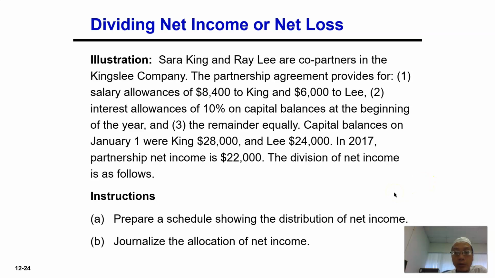Again, we see that the net income is 22,000, but from that net income we need to distribute 8,400 as salary to King and 6,000 salary to Lee. After that, we need to distribute 10% interest on capital balance: 10% of King's 28,000, which will be 2,800, and 10% of Lee's 24,000, which will be 2,400. After that, any remaining net income will be distributed between King and Lee in equal proportion. So how do we do this?